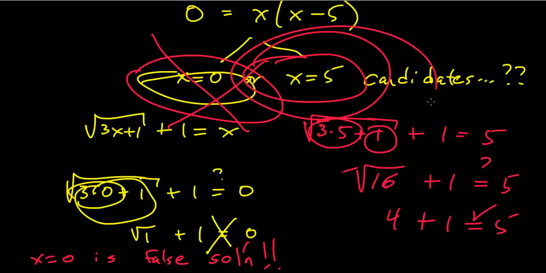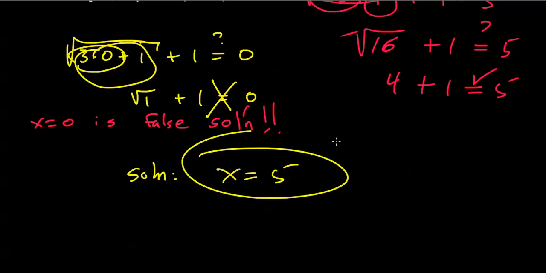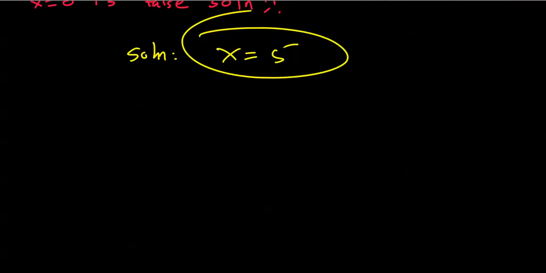So x equals 5 is my only solution for this problem. So my solution is x equals 5. X equals 0 is stricken. Okay? Alright. Let's try another one here.